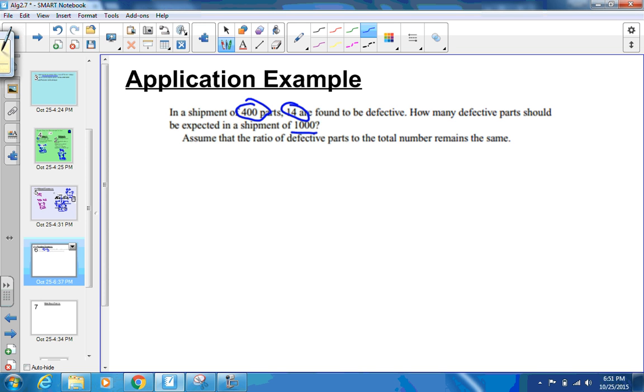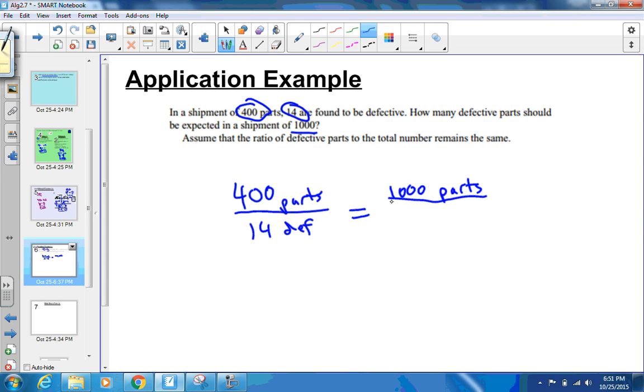So I'm going to write it out. We're going to do 400 parts over 14 are defective. That's our ratio. Now I'm going to set that equal to, and since we still have the second one, we're going to get 1,000 parts. And we want to know how many defective. So we're assuming the ratio would be constant, consistent, the same. So we'll say x defective, and we want to solve for x.